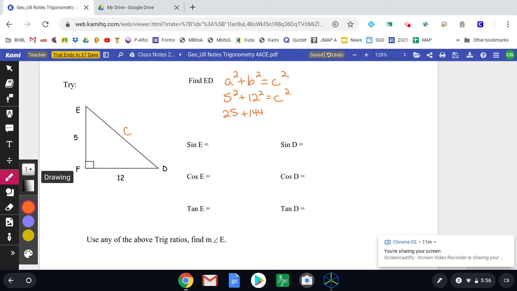Plus 144. That's 169. So now I know that ED is 13. Right, take the square root of the whole sides. All right, so there's 13.